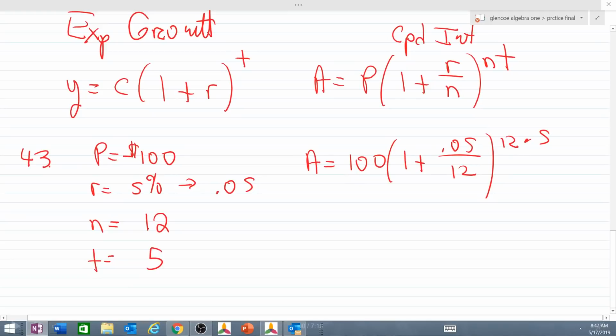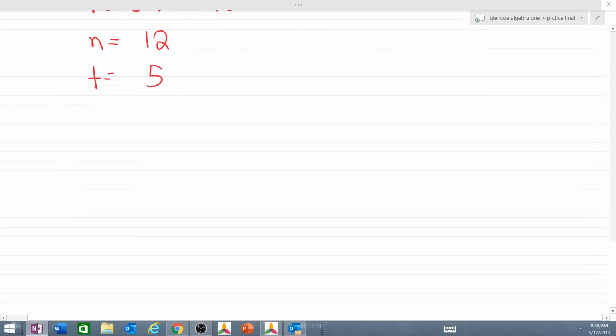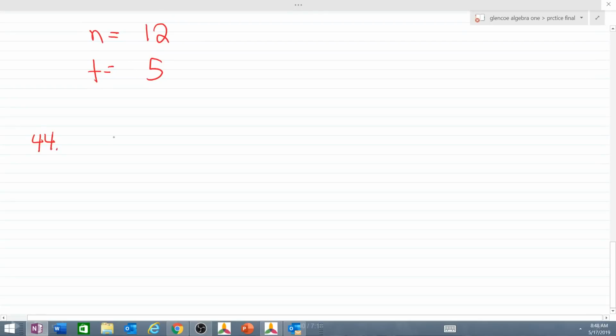Okay, 44. The estimated population of Egypt in 2003 is 75 million. This is a 1.9% growth rate over the previous year. Assuming this continues, what's the population in 2009? Again, I'm going to set it up for you. So here we go. 44 is exponential growth. Y equals c times 1 plus r to the t.